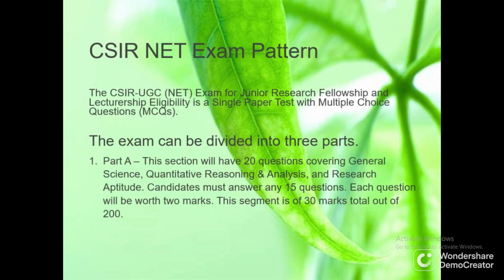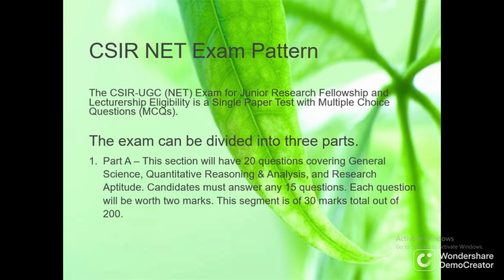First, I discuss the CSIR NET exam pattern. The CSIR UGC NET exam for Junior Research Fellowship and lectureship eligibility is a single paper test with multiple choice questions, and total marks is 200. This paper is categorized in three parts: Part A, Part B and Part C. Part A is the general science questions, Part B is conceptual subject-oriented questions, and Part C is broad or higher order type questions.